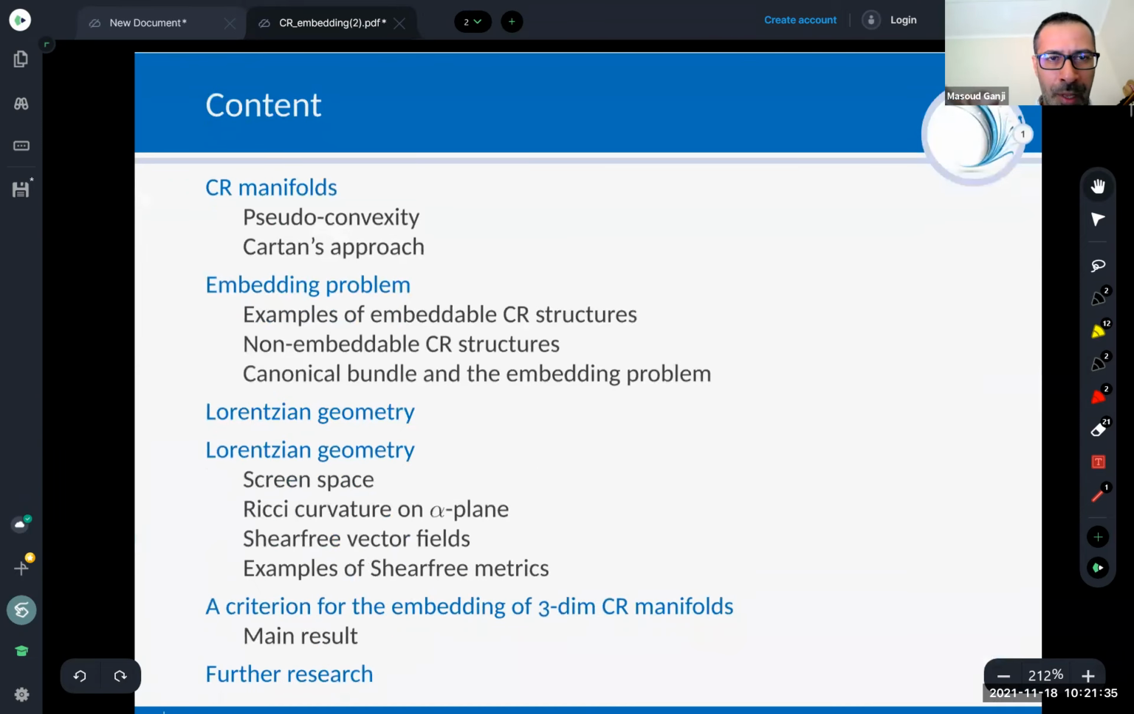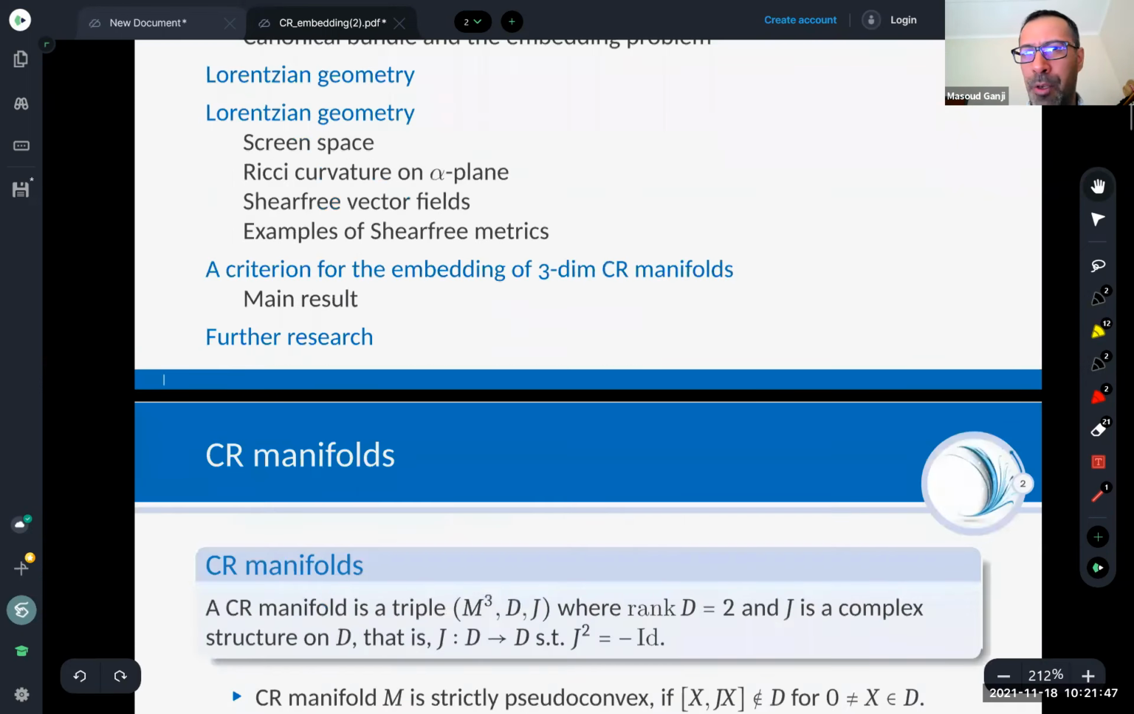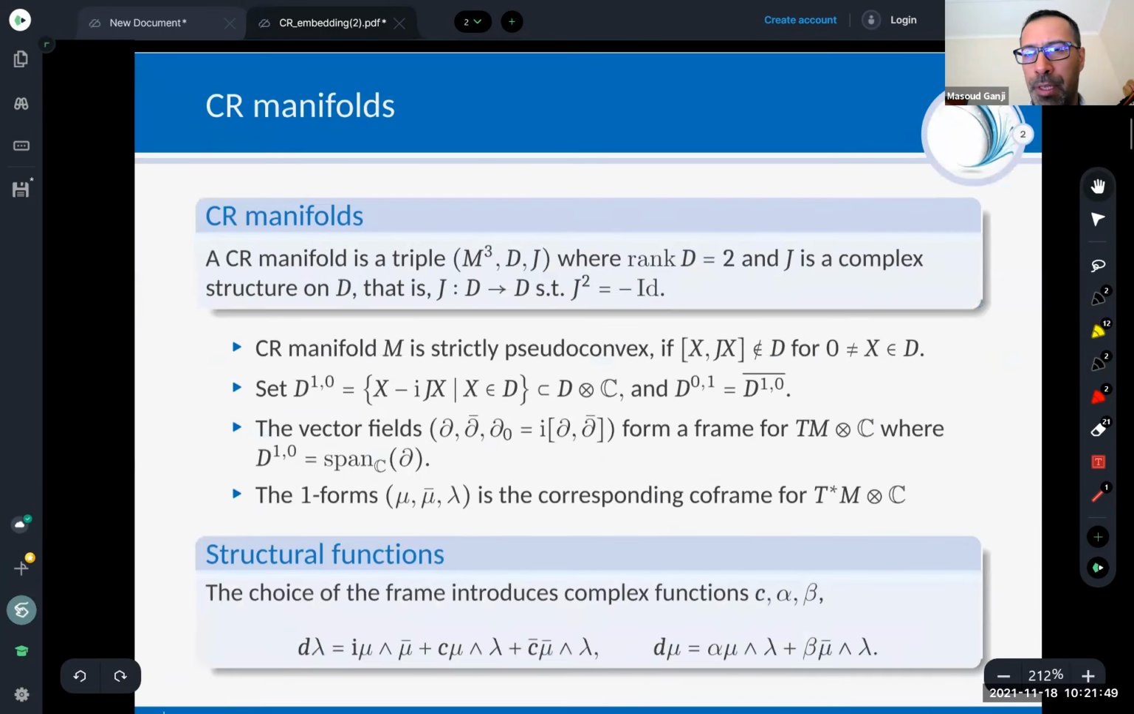Today, I'll discuss briefly about CR manifolds, explain the embedding problem, its relation to Lorentzian geometry, and finally our main results. So please ask me any question if something is not clear. We can discuss it in more detail. Gerd gave a talk on CR manifolds and embeddability a few weeks ago, but I start with this definition.